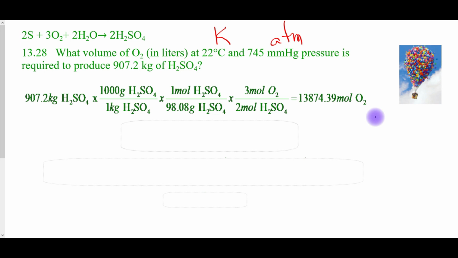Using the ideal gas law, be sure to change the temperature into Kelvin and the pressure into ATM. Solve the rest of this problem.